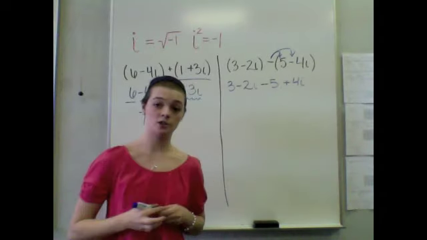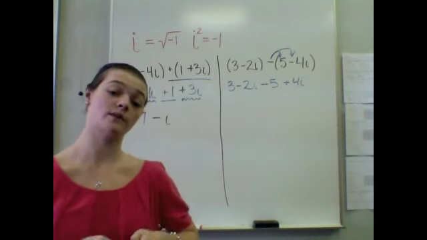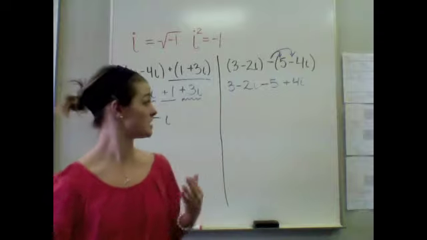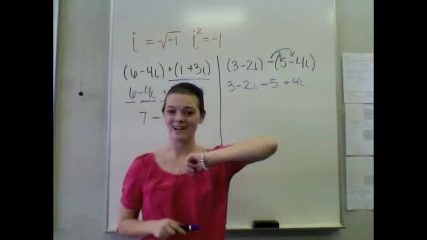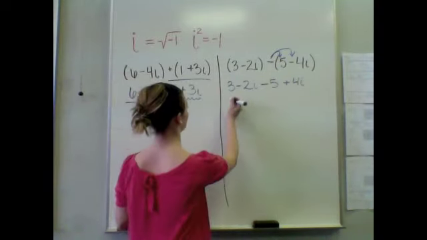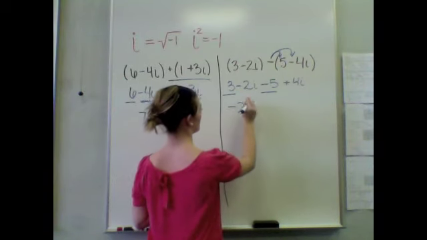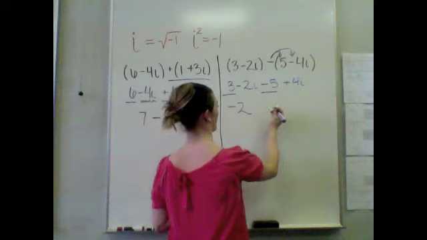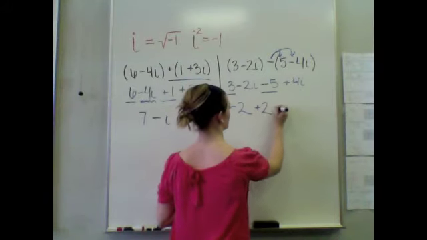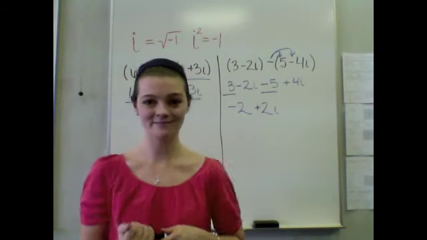It's important not to just erase your parentheses because you could forget to distribute that negative, which in turn changes the sign of my 4i. So once again, we have 3 minus 5, which is negative 2, and we have negative 2i plus 4i. That creates plus 2i. There you go.